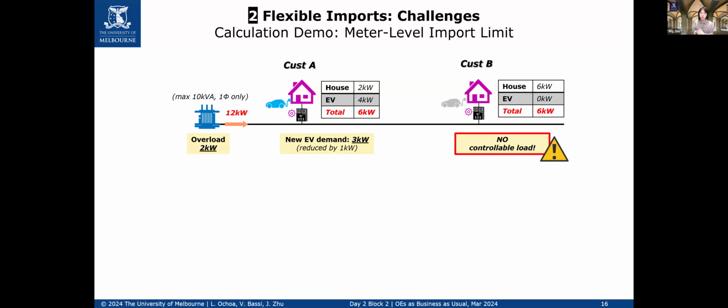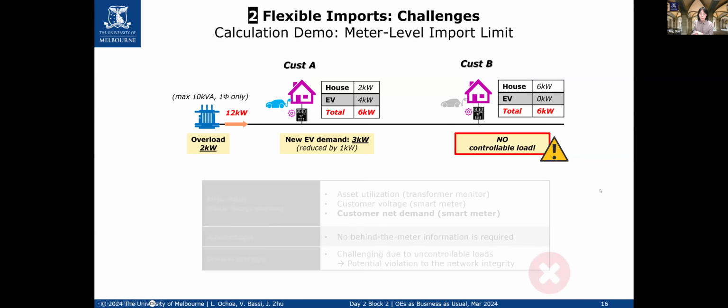As you can tell from the name, meter level, now we need to do an equal allocation based on the net demand of the house. In this case, customer A and B both have a total demand of 6 kilowatts. By allocating this overload of 2 kilowatts on top of them, we will see customer A now has a new EV demand of 3 kilowatts. However, customer B does not have an EV to be charged. It means there is no controllable load in this case. So this 1 kilowatt of overloading cannot be reduced on customer B, which means the transformer will still be overloaded.